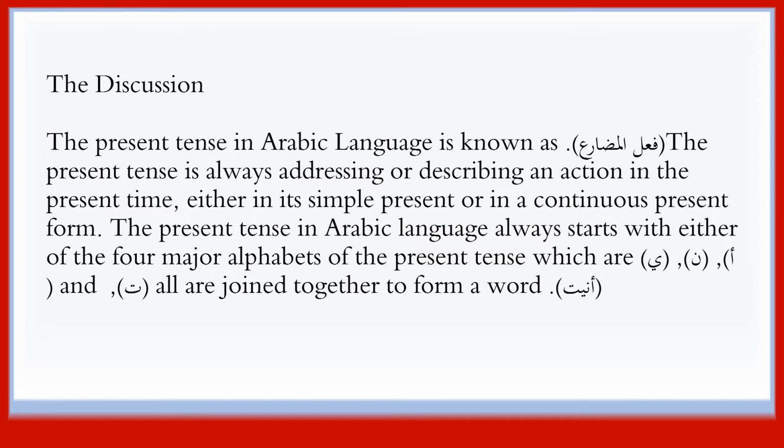The discussion. The present tense in Arabic language is known as فعل المضارع. The present tense is always addressing or describing an action in the present time, either in its simple present or continuous present form. The present tense in Arabic language always starts with either of the four major alphabets of the present tense, which are Ya, Nun, Alif, and Ta, which are all joined together to form the word Anaitu.